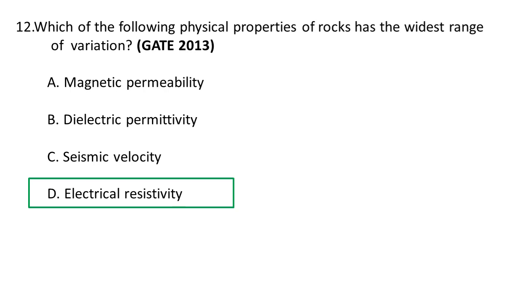resistivity. Of all the geophysical properties of rocks, electrical resistivity is by far the most variable, because values ranging over as much as 10 orders of magnitude may be encountered, and even individual rock types can vary by several orders of magnitude. So, that is why the widest range of variation can be seen in electrical resistivity. So, for this question, D is the correct answer, electrical resistivity.